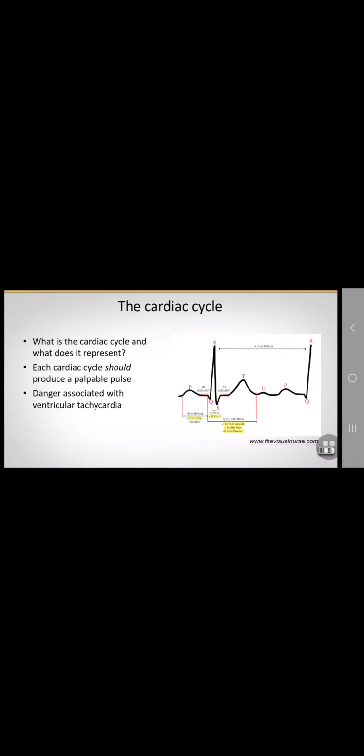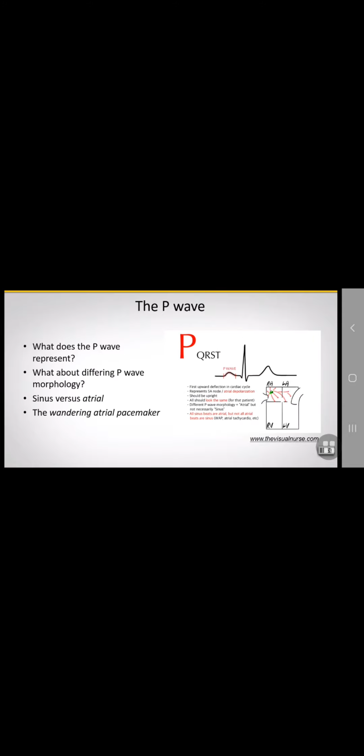In the upcoming slides, we'll take a look at each component of the cardiac cycle in more detail. But for now, the take-home points on this slide are, number one, the cardiac cycle represents a single heartbeat. Number two, each cardiac cycle should produce a palpable pulse. And number three, if a cardiac cycle occurs and a pulse is not felt, it's likely that that beat did not perfuse adequately. So let's look at the P wave.